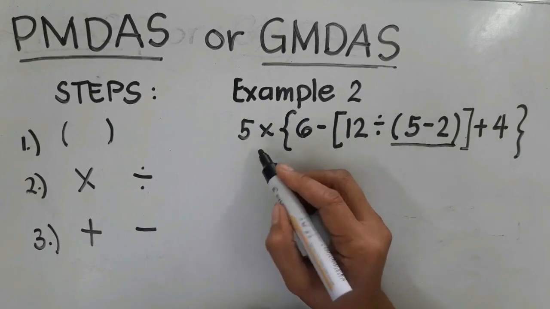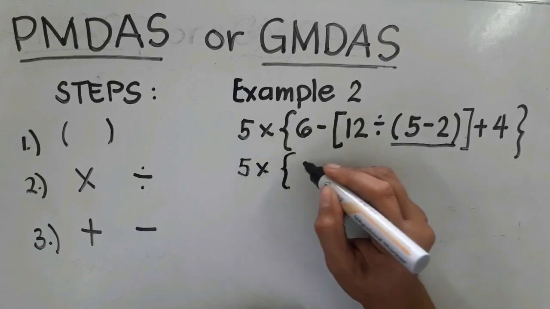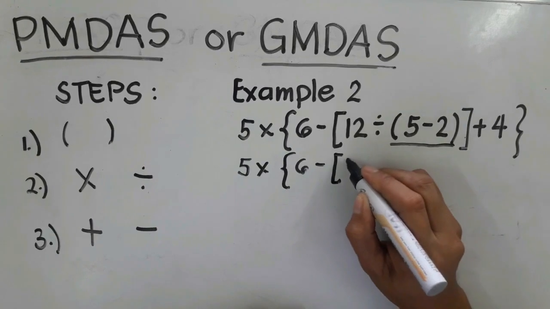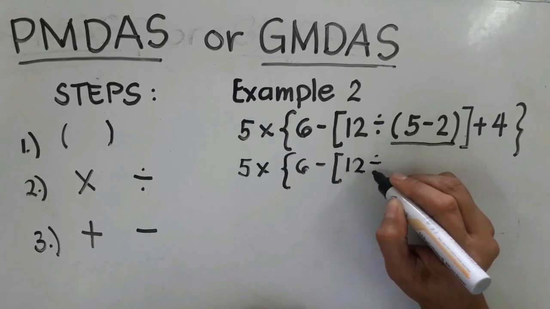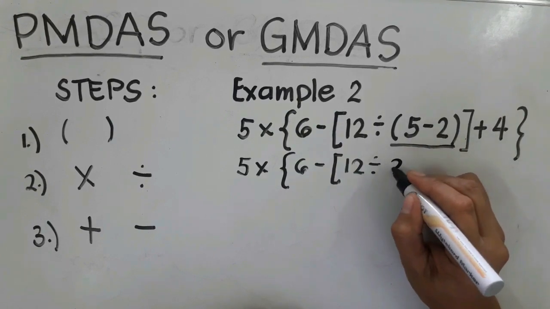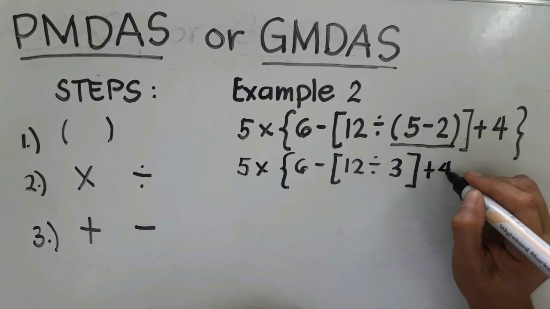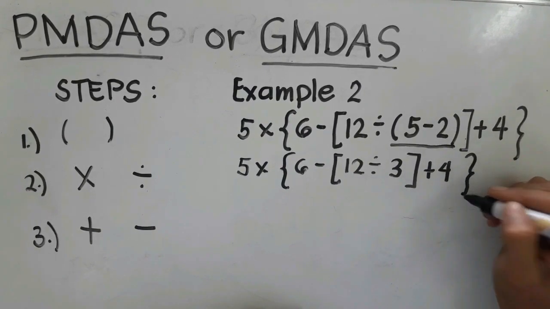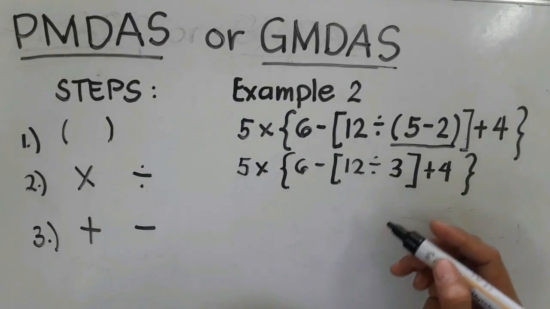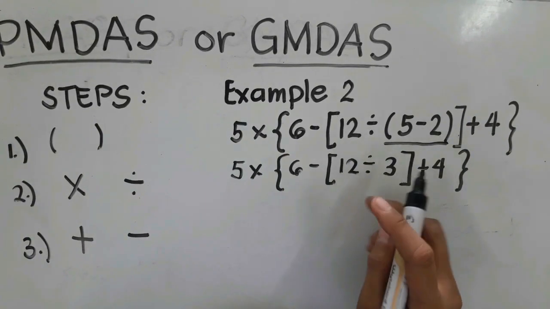So, we are going to copy this one. 5 times, just copy everything. We have 6 minus this bracket, then 12 divided by, then solve this one. 5 minus 2 is 3. Then copy again the bracket, then plus 4, then the brace. Then after that, what will you solve next? We're going to solve this bracket, the one in the bracket.